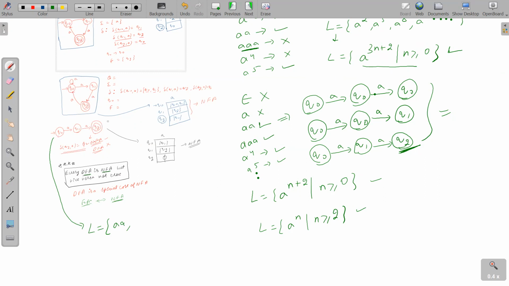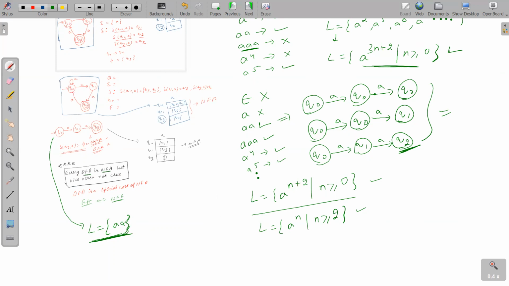On q2, a, where is q2 a? Please do not say that we are at q2 only, because there is no move. This will be a dead configuration, and a dead configuration always means the string is rejected. So the only string that will be accepted is double a. The language consists of only one string, that is AA. This is obviously a finite language. The other is also an infinite language, but this language contains only one string, that is AA. I hope I have made the point clear to all of you.